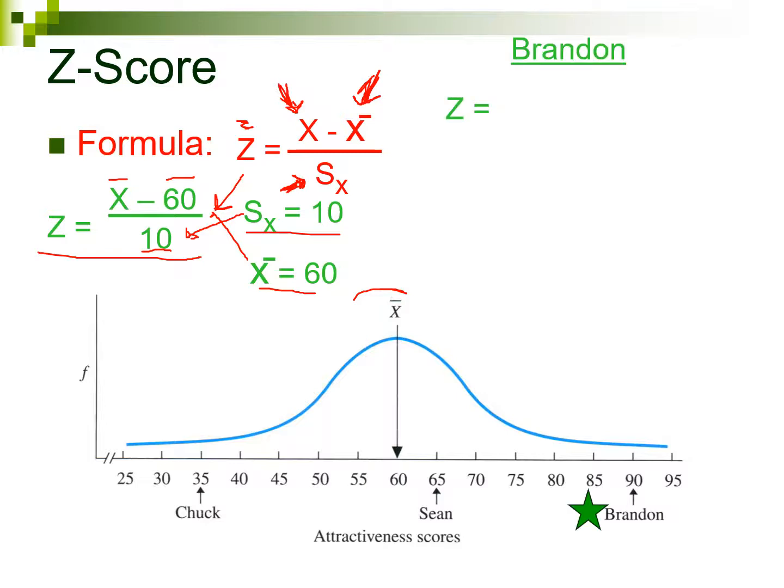Okay, let's begin with Brandon. So Brandon has a raw score of 90. The question is going to be, what's his z-score? Well, let's plug in his raw score of 90 into this formula that we were just looking at.